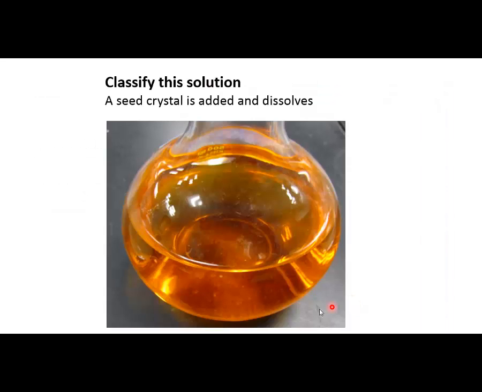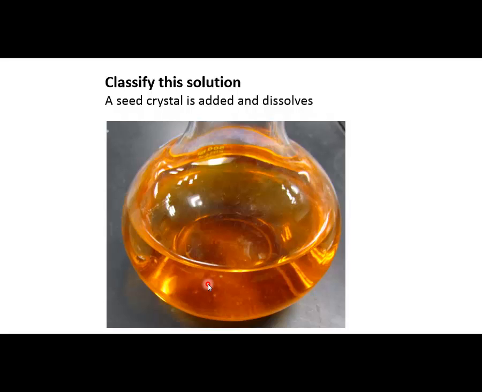Now, here's our next solution. This one is clear, but it has kind of a yellowish orange color to it. Now, I can add a seed crystal to see what happens. When I add the seed crystal, it dissolves again. That indicates this is an unsaturated solution. Now, I want to show you that some solutes could be clear and colorless in solution, some could be colored. I could have an unsaturated solution of either type of solute potentially.